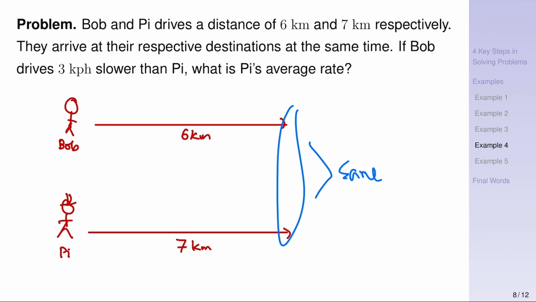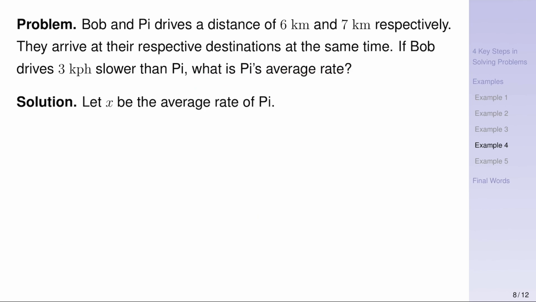The best thing to do first is, since our goal is to find Pi's average rate, let's try to name that thing. So we let x be the average rate of Pi. And since we are dealing with rate, time, and distance here, I hope that rings a bell. We have a certain equation relating these three. I specifically choose one of them. That is, time is equal to distance over rate.